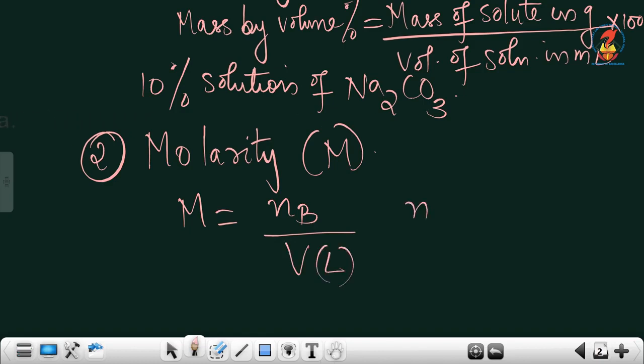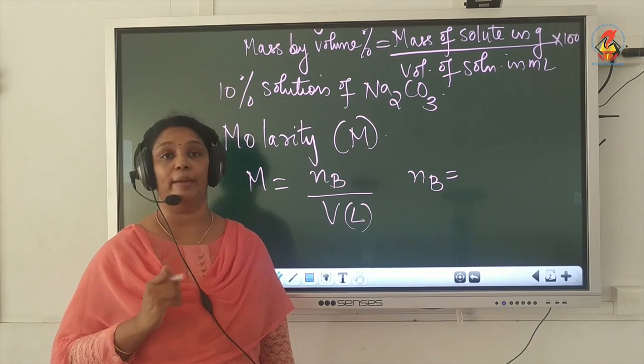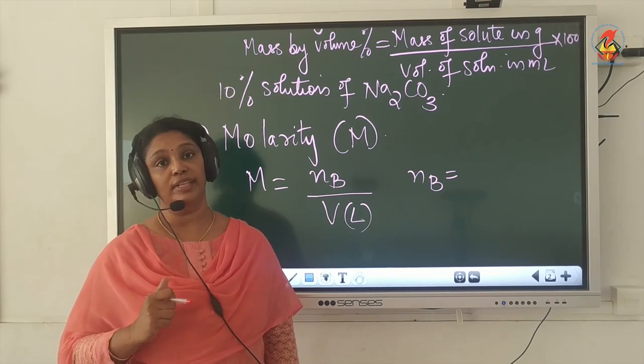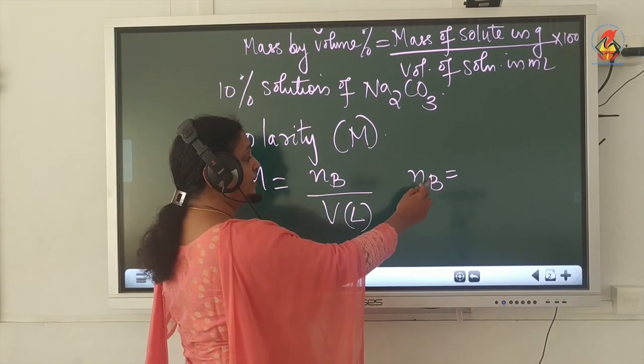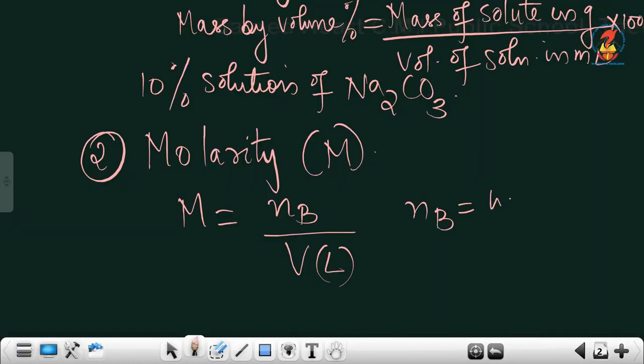And we know NB is equal to number of moles of solute. Now in the chapter solutions, we always denote solvent with capital A and solute with capital B. So NB means number of moles of solute. Number of moles of solute is equal to given mass, that is WB, divided by molar mass of solute. Given mass of solute by molar mass of solute.